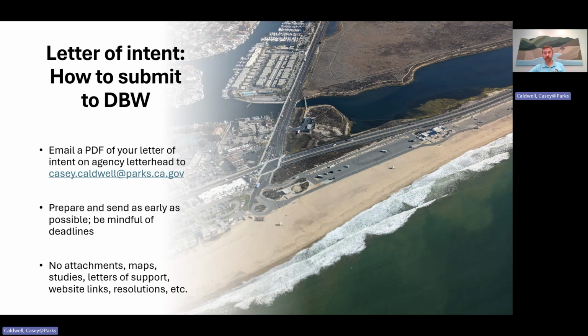Letter of intent won't be scored or ranked, so don't worry about being at a competitive disadvantage at this stage from not including extra materials. There's simply no competition at this point in the process.